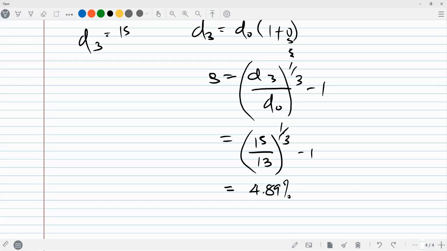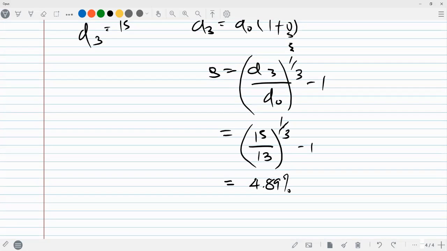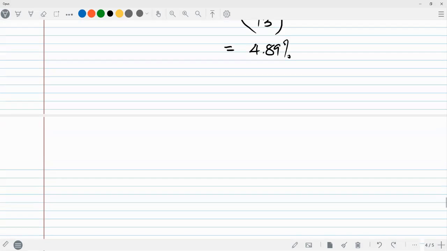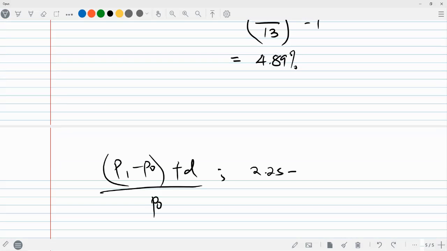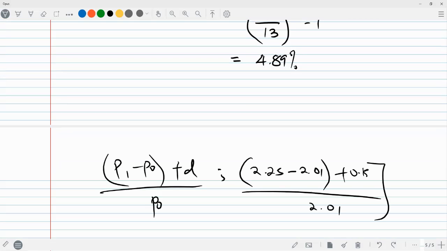Then C: the shareholders' return for that year is 26%. The return to the shareholder that year is P1 minus P0, plus the dividend, divided by P0. For that year, P1, the share price at the end of that year, is 2.25. P0, the share price at the end of the previous year, is 2.01. Plus the dividend paid for the third year, which is 15 cents, 0.15, divided by P0, 2.01. Of course, we express it as a percent. And what do you get?